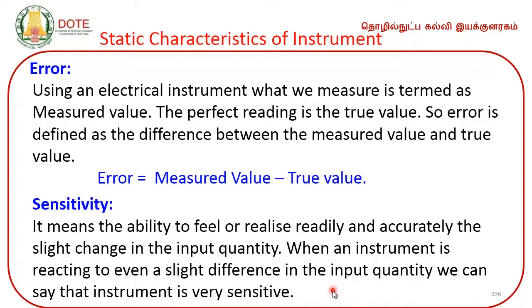So, even if there is a slight change in the input quantity, if the output indicates it, then the instrument is sensitive. Sensitivity can be expressed as output divided by input, right. So, it is the ability to feel or realize readily and accurately a slight change in the input quantity. For example, for an ammeter, even for a small change in the current input to the ammeter, if it indicates the measured value, then it is called a sensitive instrument.